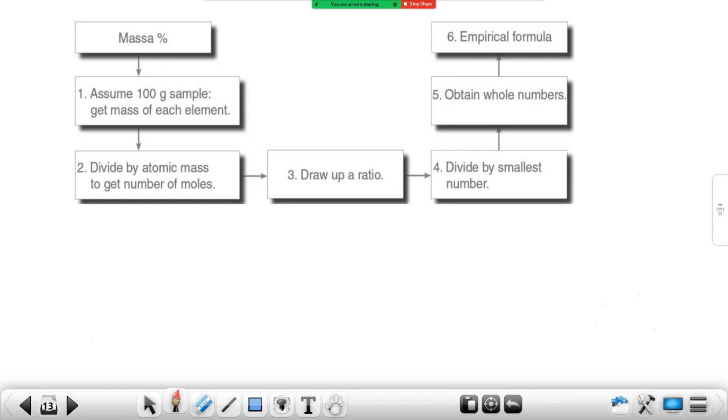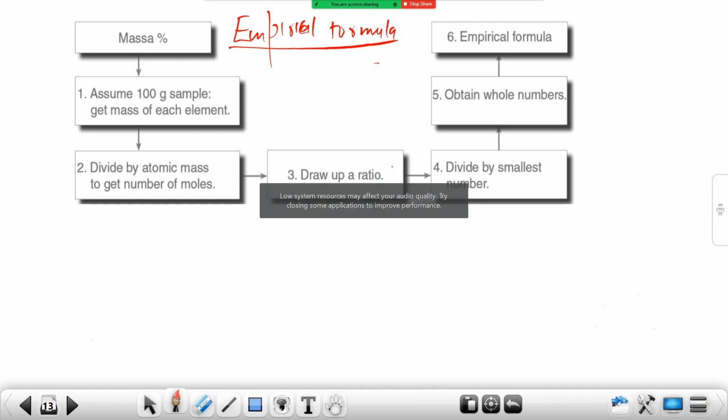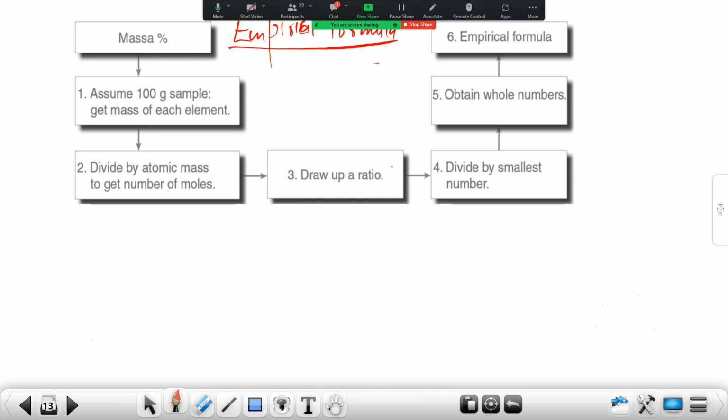I now want us to go to this one here. We are now interested in the empirical formula. So the question is, what is this empirical formula? Empirical formula from grade 10. We know empirical formula as a formula that indicates the simplest ratio in which elements in compounds are bonded to each other. So I'm going to write that down.